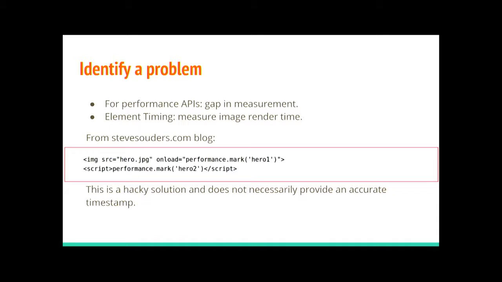Why is it inaccurate? Well, those two calls will be running on the main thread, right? Which is the only thread that can actually run JavaScript. But browsers generally actually render content in separate processes, right? Which means that the timestamps will not really capture the actual time when the image was rendered.